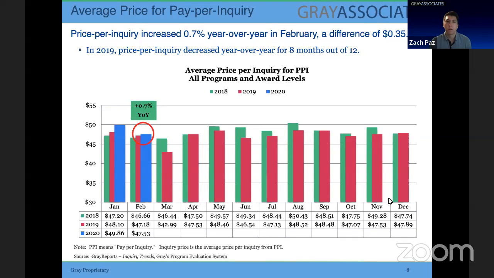Within our database, we also track the average price paid for those inquiries. This is based mostly on the affiliate lead channel, and it's paid inquiries. With that, over the last 2 months, and especially in February, we've seen a slight increase in the average cost for an inquiry. Last year, it was fluctuating between year-over-year growth and declines. So in the most recent January and February of 2020, we've seen increases in the average cost for those inquiries.